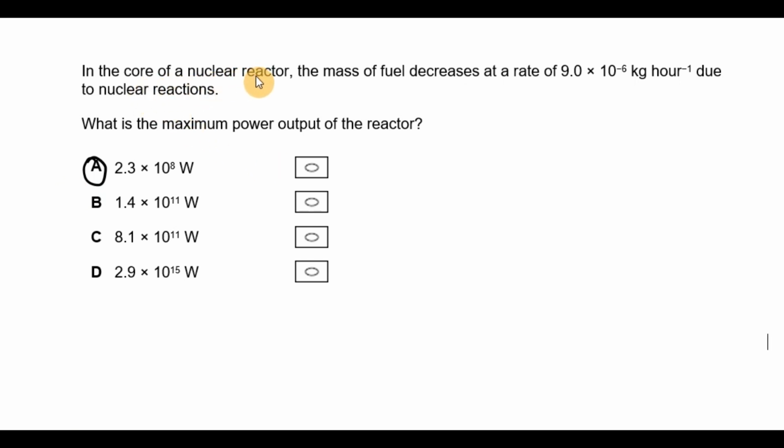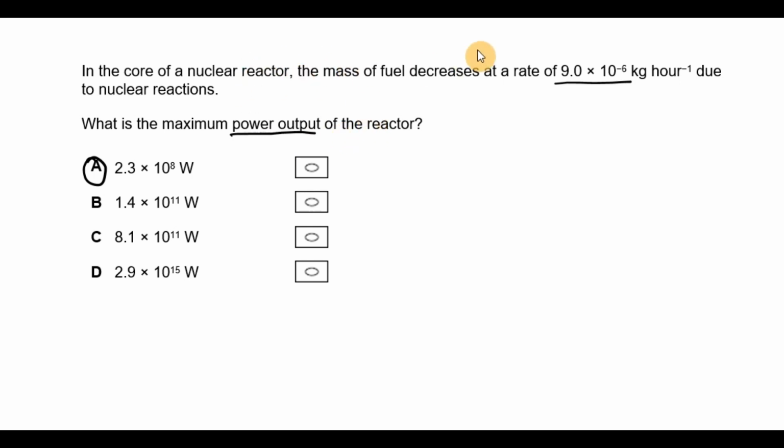In the core of a nuclear reactor, the mass of fuel decreases at a rate of 9 times 10 to the minus 6 kilograms per hour due to nuclear reactions. What is the maximum power output of the reactor?